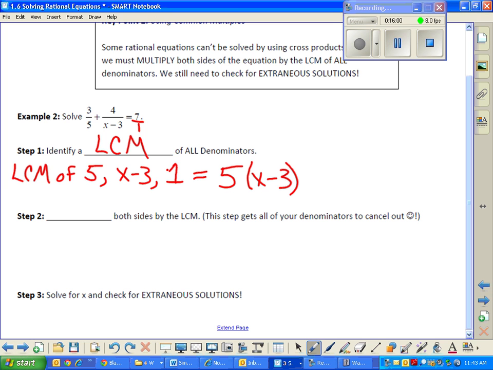Okay, so step 2, we put this LCM outside of our problem in a big box. So essentially what we're going to end up doing in this step is multiply the LCM into both sides of the equation. So here's how that looks. You take your equation, you put it in a box.